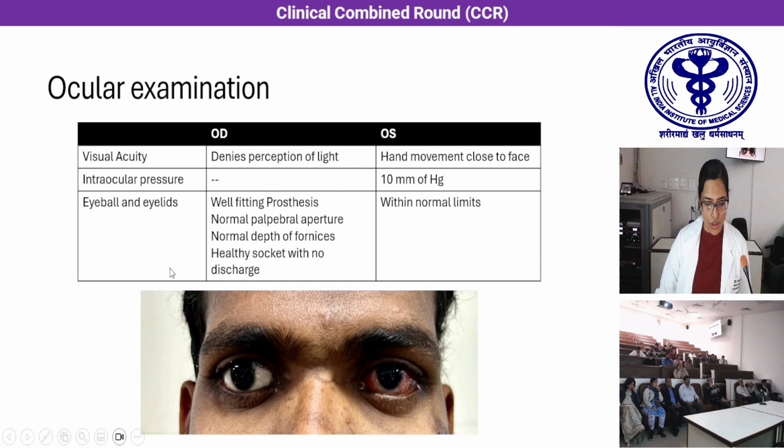On ocular examination, the patient had a well-fitting prosthesis in the right eye with normal palpebral aperture and motility. However, the vision in the left eye was only hand movement close to face with a pressure of 10 millimeters of mercury. The eyelids and eyeball were normal.